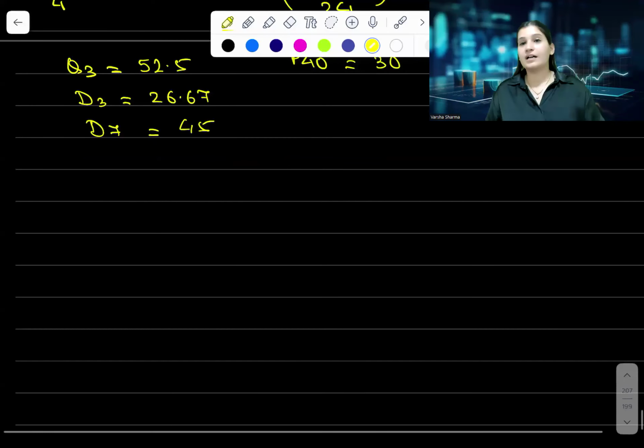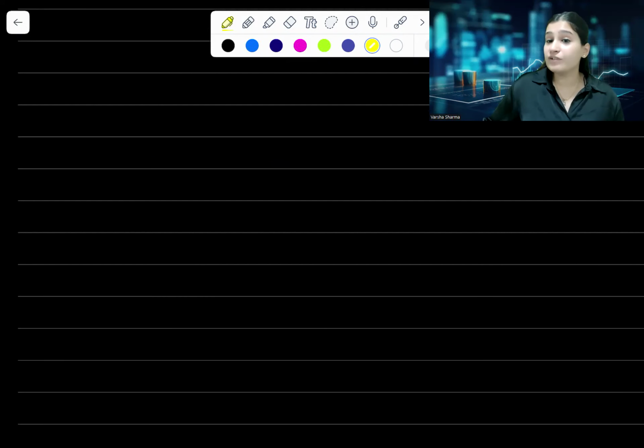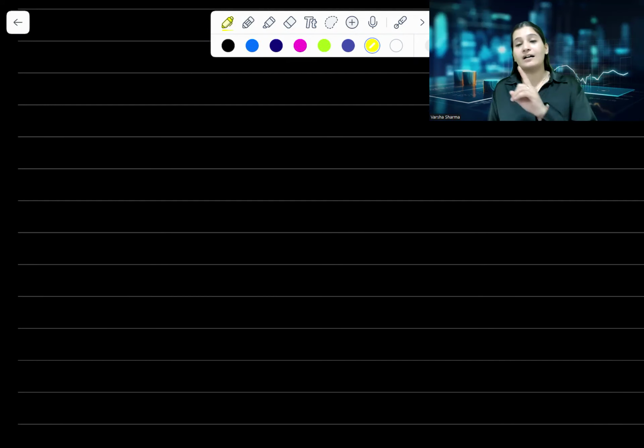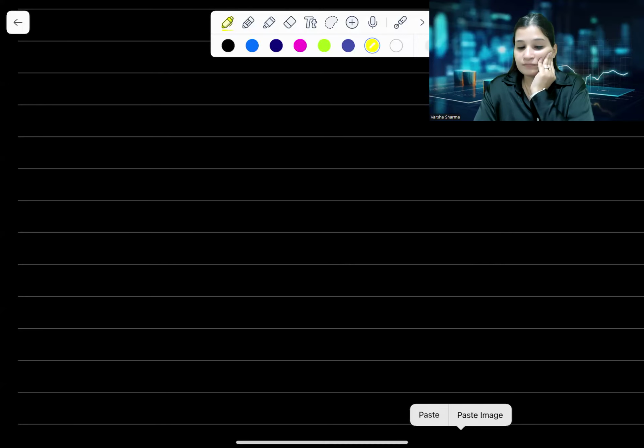Then we talked about mode. All the medians and everything. Median can be obtained graphically from the OGIF, if you remember from the last chapter. Median can be obtained from the OGIF, the cumulative frequency curve. So all the quartiles, deciles, and percentiles can be obtained from the cumulative frequency curve. All of them can be obtained from the OGIF.